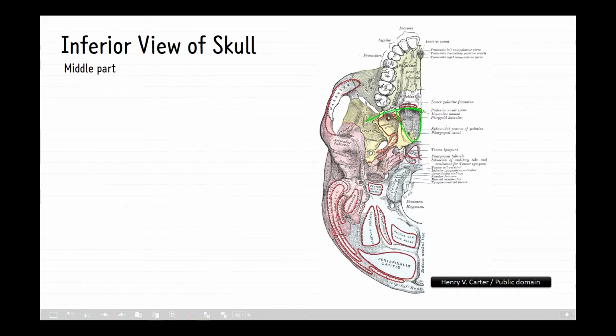here to the border between the temporal bone and occipital bone. This is occipital bone, so around this border, and roughly these areas, can be called the middle part in our video clip. And as I said, in some textbooks, the lateral part of inferior view is separately discussed.